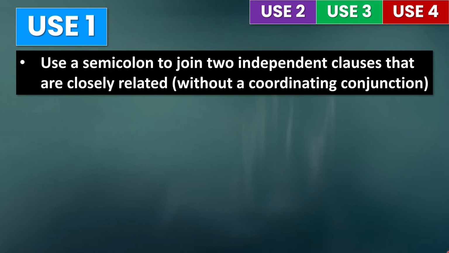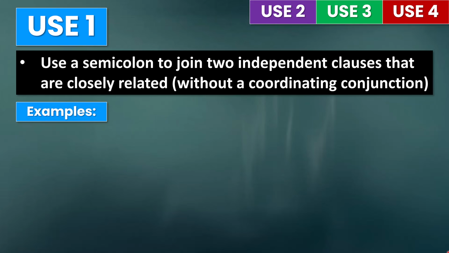So we use a semicolon to join 2 independent clauses without a coordinating conjunction. And these independent clauses must be closely related. So an independent clause can stand alone as a complete sentence, but these 2 sentences are better linked together.